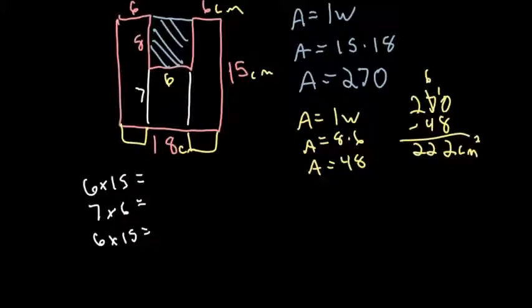So work all these out. So 6 times 10 is 60, plus 30 would be 90 for both of those. And 7 times 6 is 42. So now I got the area of all three of my rectangles. I'm going to add it up. So I get 2, and then 9 plus 4 is 13, plus 9 is 22. So I get the same 222 centimeters squared. So it's however you see it. You can break it up into shapes you know, or you can think of it as a big rectangle with the shape cut out of it.